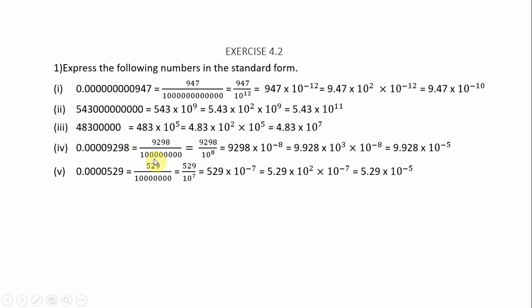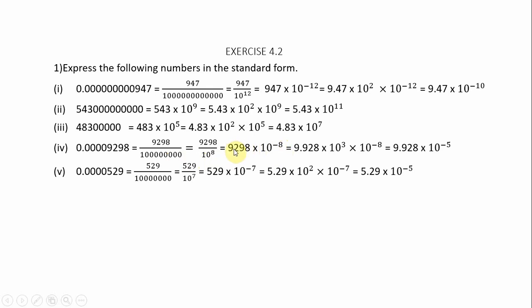Now, 0.00000009928. How many digits are there after the decimal? 1, 2, 3, 4, 5, 6, 7, 8 digits are there after the decimal. So here I have taken out the decimal and kept 8 zeros in the denominator. Now this we have changed to 10 to the power of 8, and when you take it to the numerator it becomes 10 to the power of minus 8.